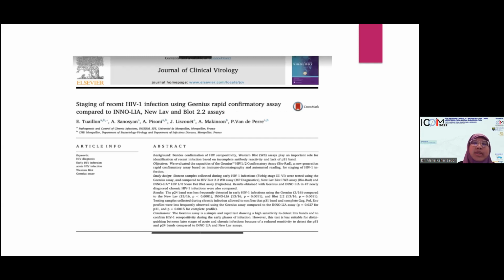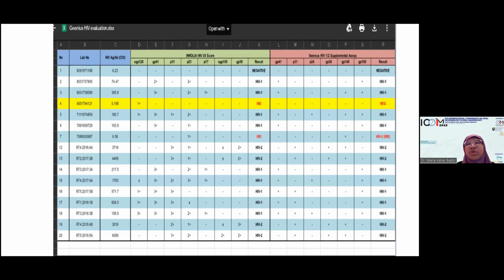So these are some of our reasons, and when we looked at the literature, we were happy to choose the Genius assay. As I mentioned, we were actually looking at another assay, but that assay was somehow discontinued by FDA. So this is our own evaluation that we did, and we had a correlation. So we felt comfortable to go on ahead with this test, which we started at the end of 2019, November 2019.